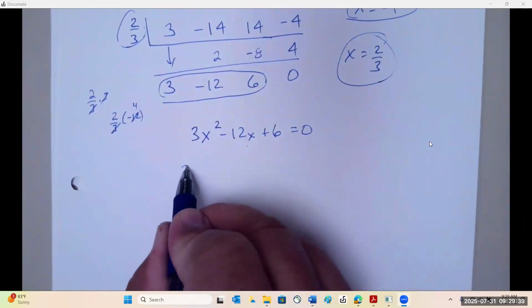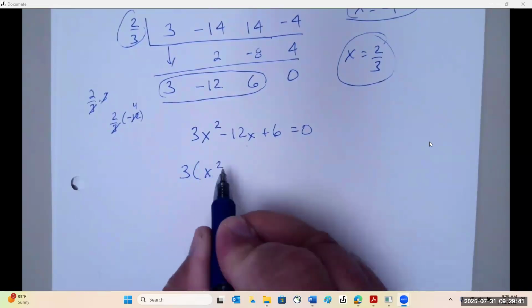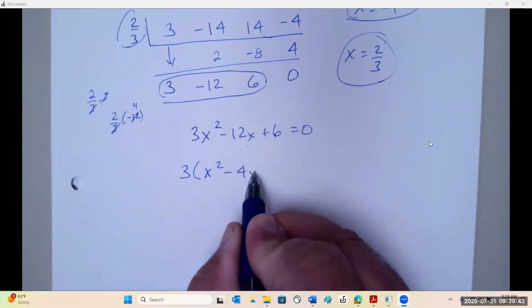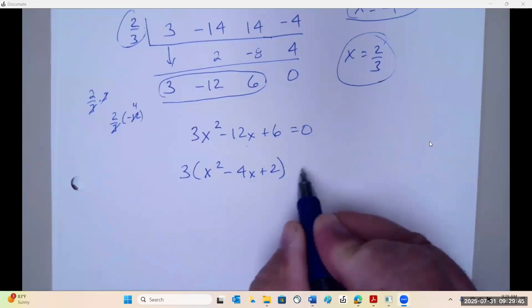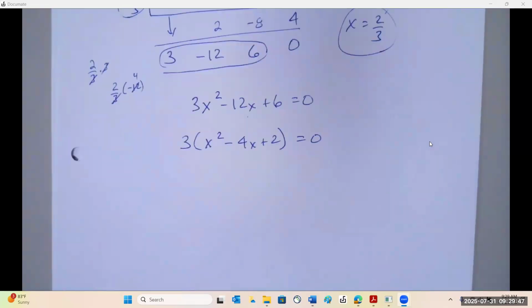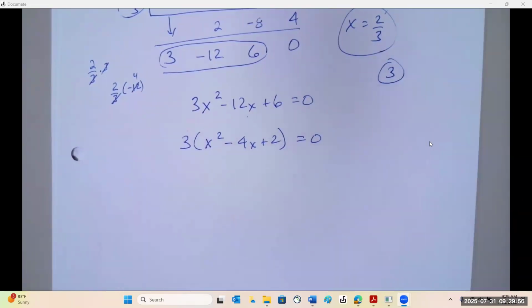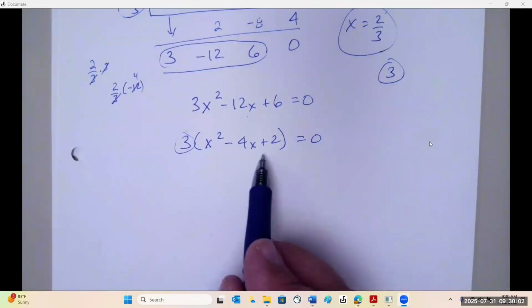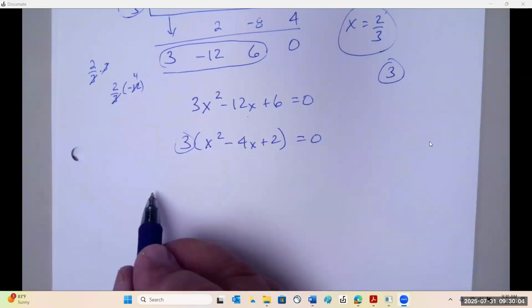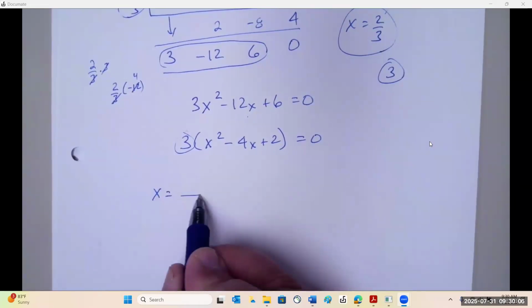We can factor out a 3, leaving us with x squared minus 4x plus 2. Since we factor out a 3, that also has to go in our final answer. How do we solve this one? Let's use the quadratic formula.